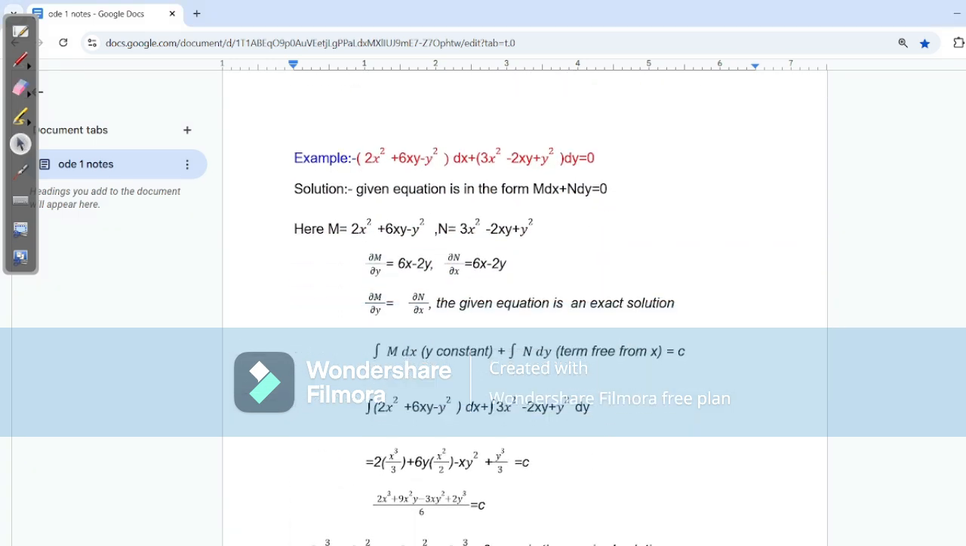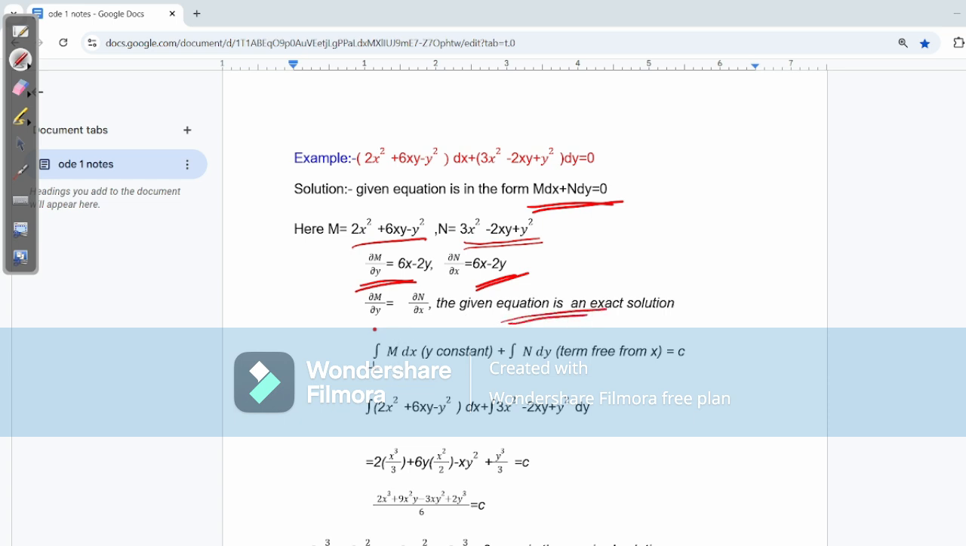Yeah, this is the example problem. Here the example: (2x² + 6xy − y²) dx + (3x² − 2xy + y²) dy = 0. The given equation is in the form of M dx + N dy = 0. Here the value of M is 2x² + 6xy − y², and the value of N is 3x² − 2xy + y². We have to check ∂M/∂y and ∂N/∂x. Both are equal, so ∂M/∂y = ∂N/∂x. The given equation is exact.